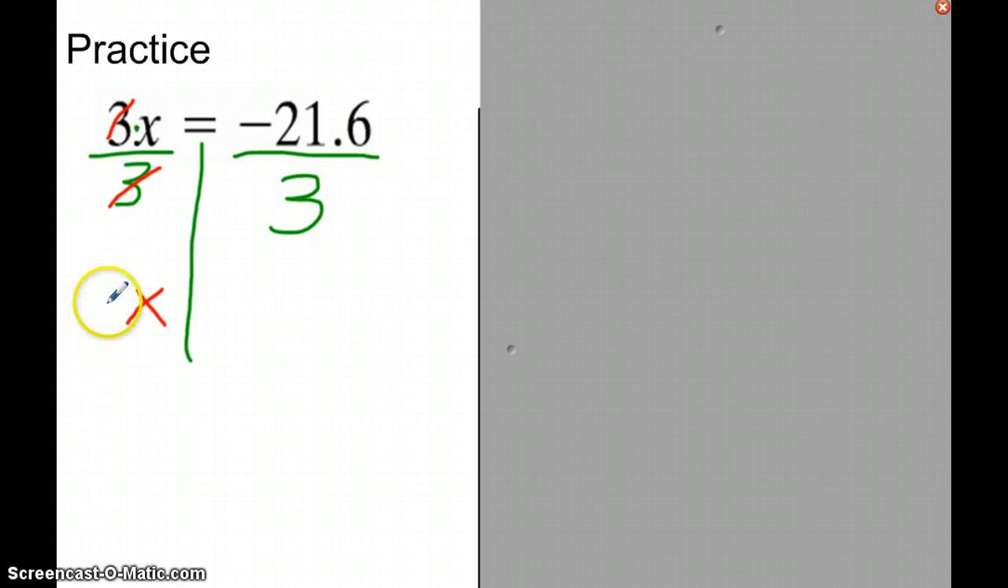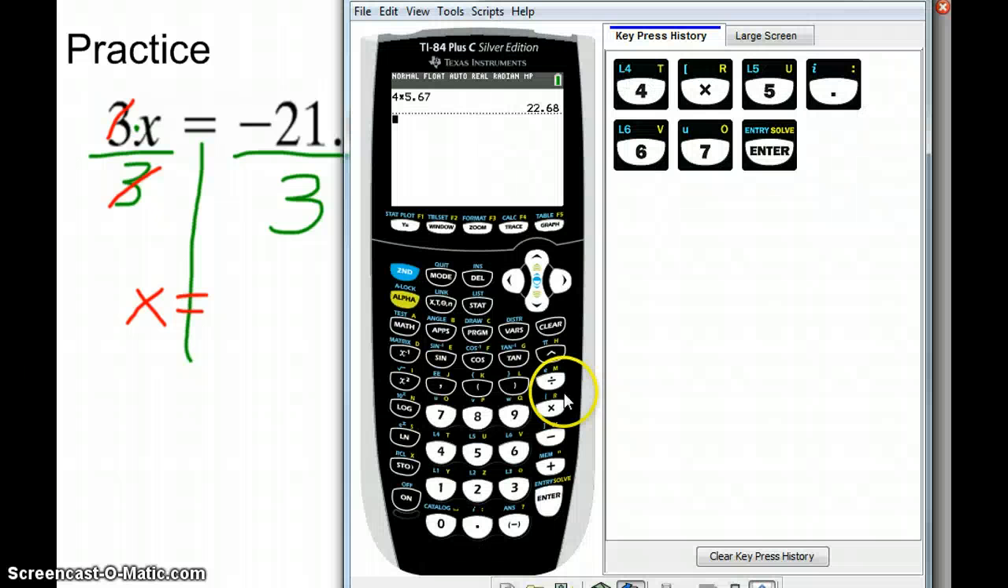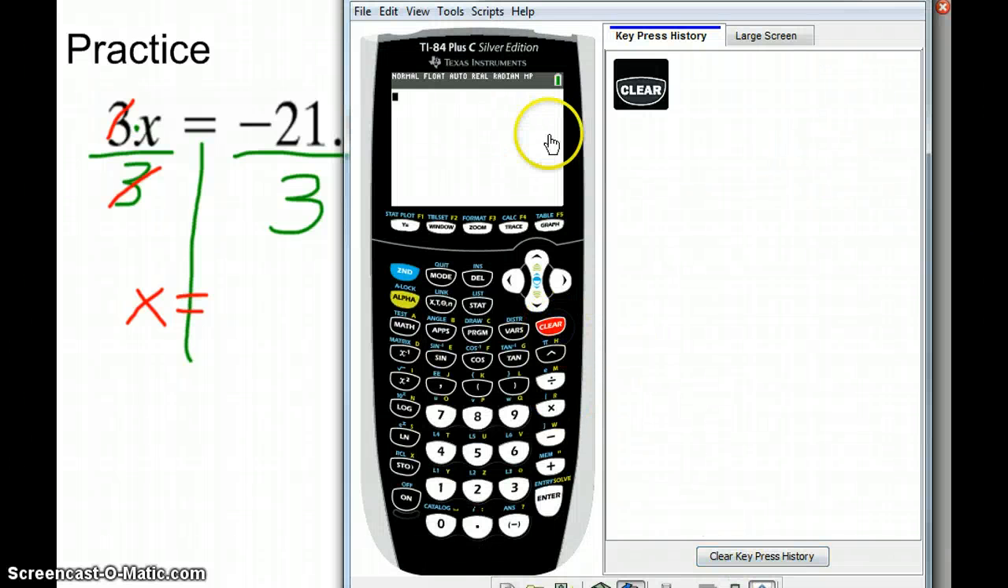Okay, we don't need that 1 out here. We can just put x because we know there's just one of them. Okay, and then in your calculator, you're going to be doing negative 21.6 divided by 3. So let's do that over here.